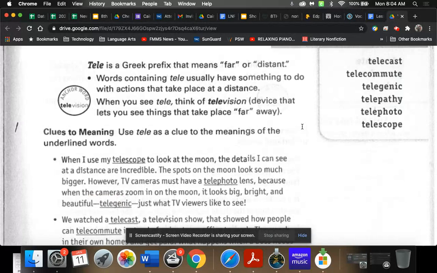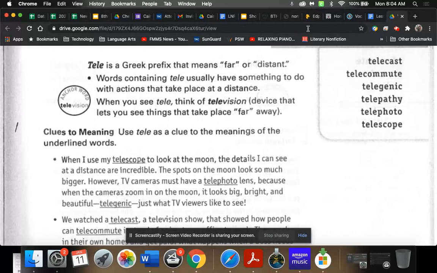When I use my telescope to look at the moon, the details I can see at a distance are incredible. The spots on the moon look so much bigger. However, TV cameras must have a telephoto lens because when the cameras zoom in on the moon, it looks big, bright, and beautiful. Telegenic, just what TV viewers like to see. Okay, so we have 3 words from that paragraph that we're going to go with.